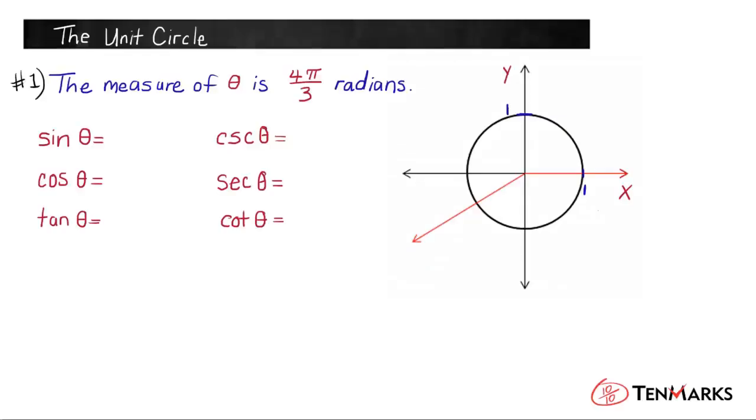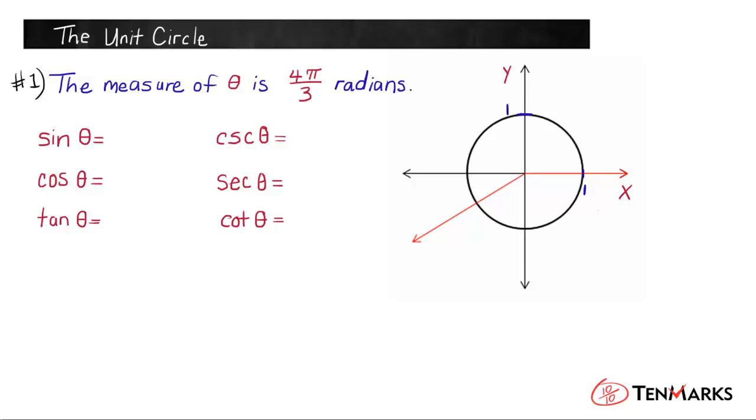In this lesson, you'll learn more about the unit circle. We're going to work through 3 different kinds of questions that involve the unit circle, and this is the first one. The measure of theta is 4 pi over 3 radians. Find the 6 trig functions of theta.